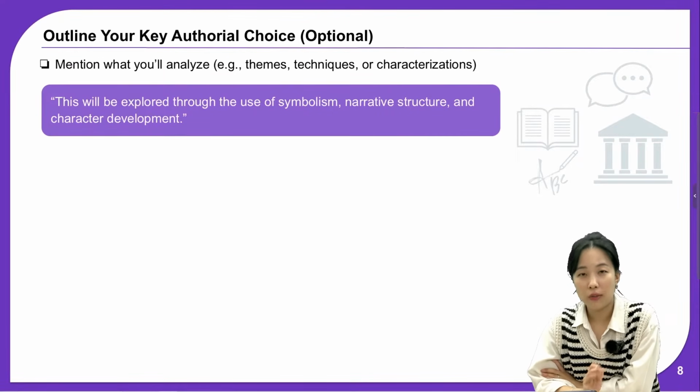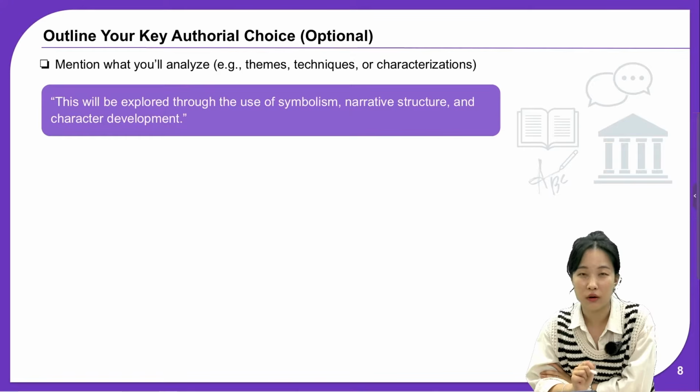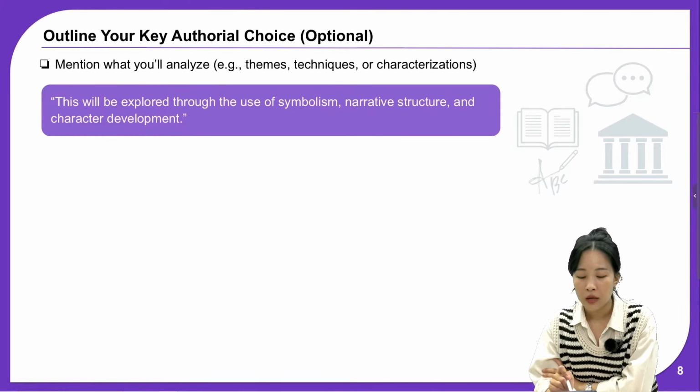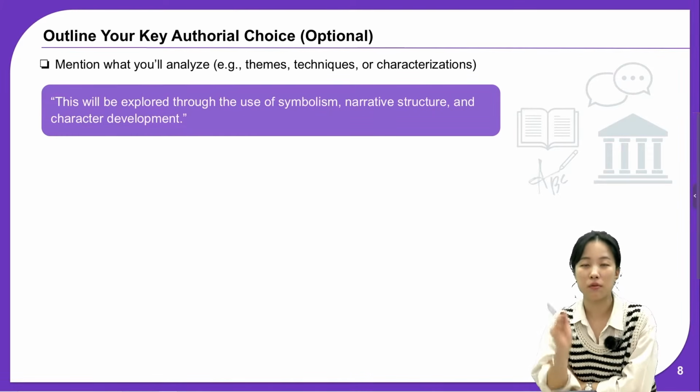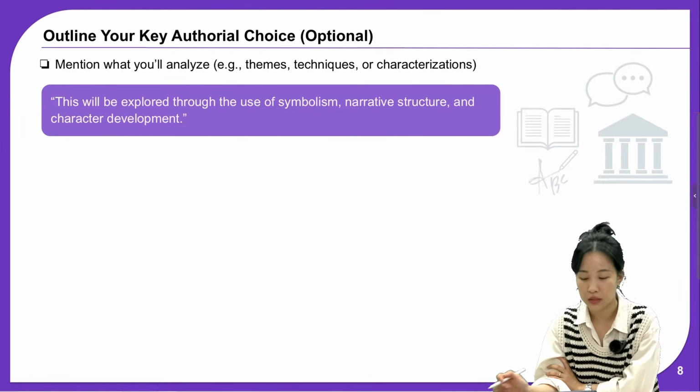And this is an optional sentence that you can write. I don't actually advise that a lot of students do this, but sometimes at school there are teachers who for some reason emphasize that you list out the authorial choices that you are going to be using. And so that last sentence after your main thesis statement, you'll write down what you'll be analyzing in terms of authorial choices. So you can say this will be explored through the use of symbolism, narrative structure, and character development. But note that this is completely optional, okay?